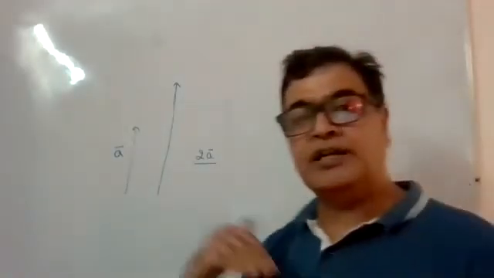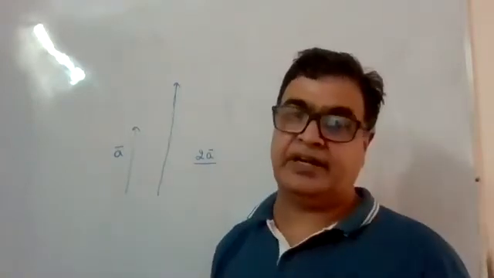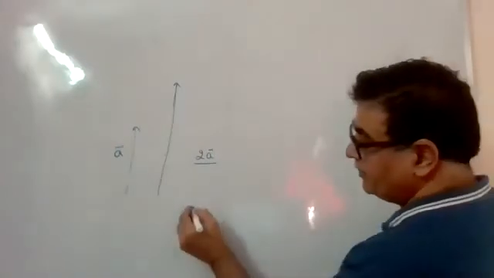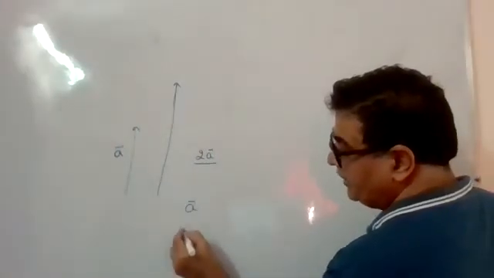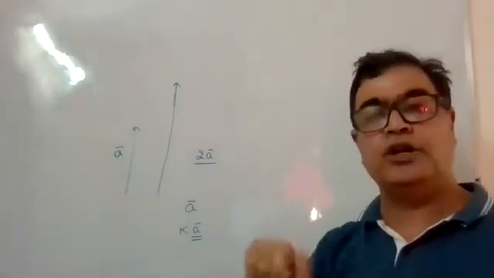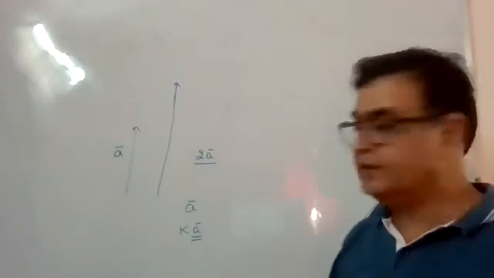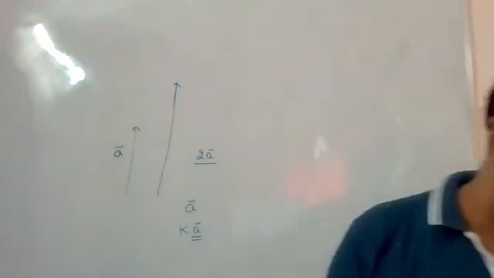So whenever you multiply by a scalar, the magnitude will become that many times. If you have a vector A and I want k times A, its magnitude should be k times. The direction remains the same, only the magnitude will be double or k times. That you should keep in mind. So kA vector you should keep.